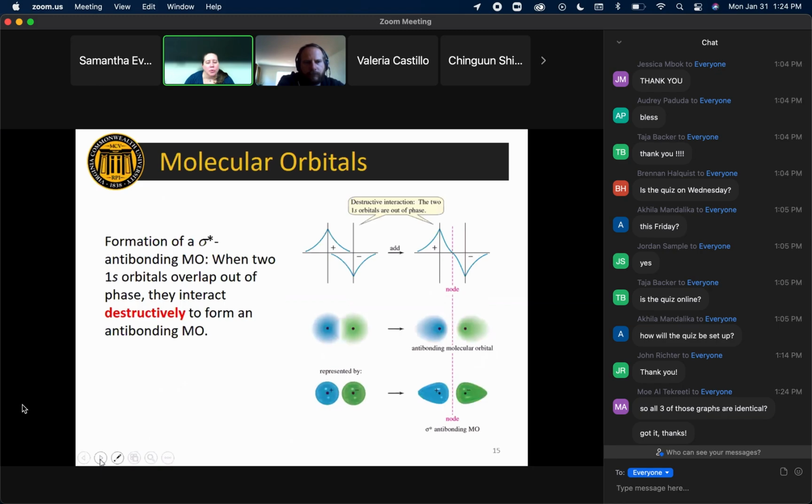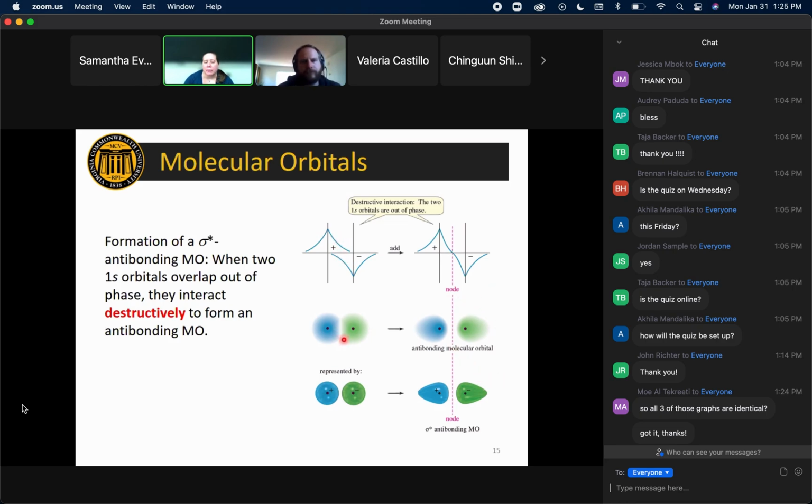So what if they're not the same phase? What if they're the opposite phase of each other when they come together? Just the same way that it works in math, if you subtract something that's the same exact size as something else, you get 0. That's what happens with destructive interaction. If we bring together an s orbital in the blue phase and an s orbital in the green phase, at some point right in the middle they'll cancel each other out and be 0.